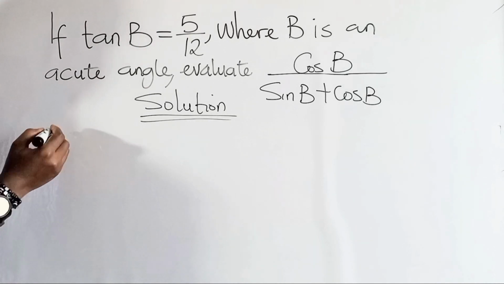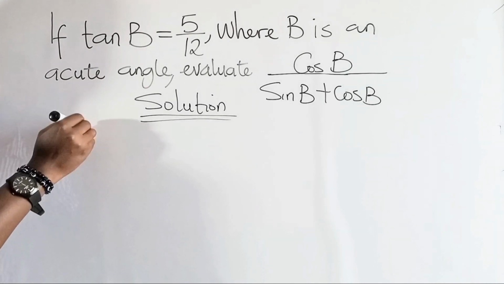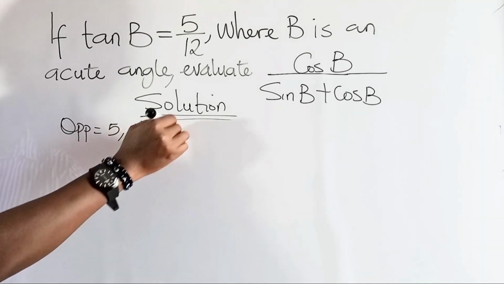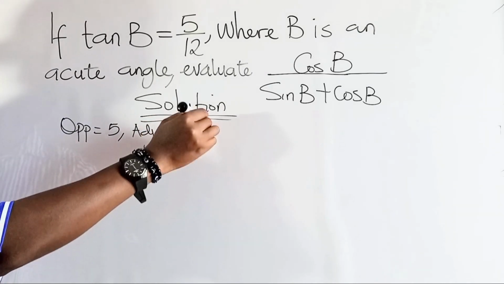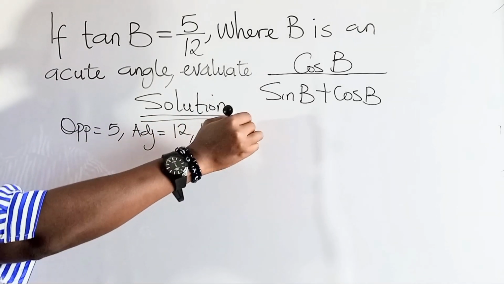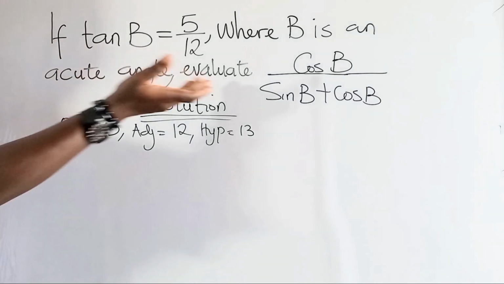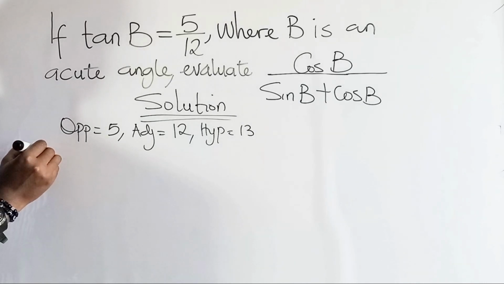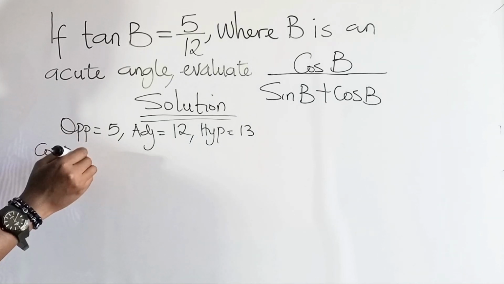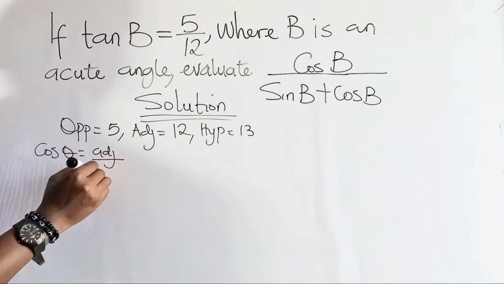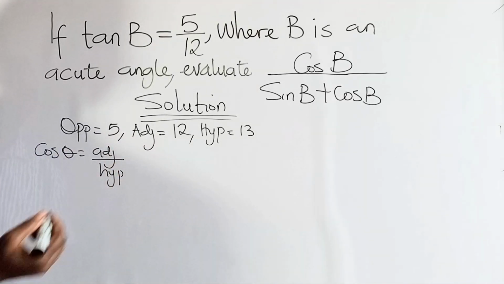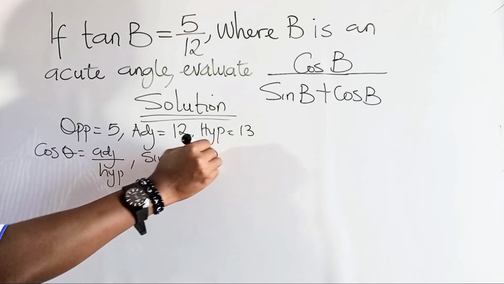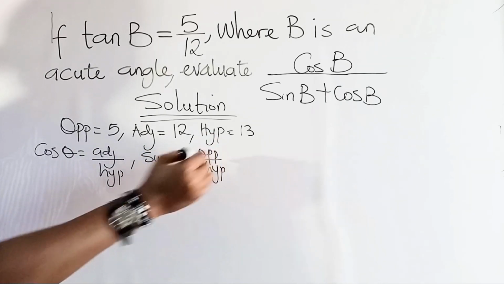So now we have identified the sides. In the given triangle now, the opposite side is equal to 5. The adjacent was given to us as 12. And we found the hypotenuse to be 13. So now we can evaluate. Remember that the cosine ratio, cos theta, is given as adjacent all over the hypotenuse. And the sine ratio, sine theta, is given as the opposite all over the hypotenuse.